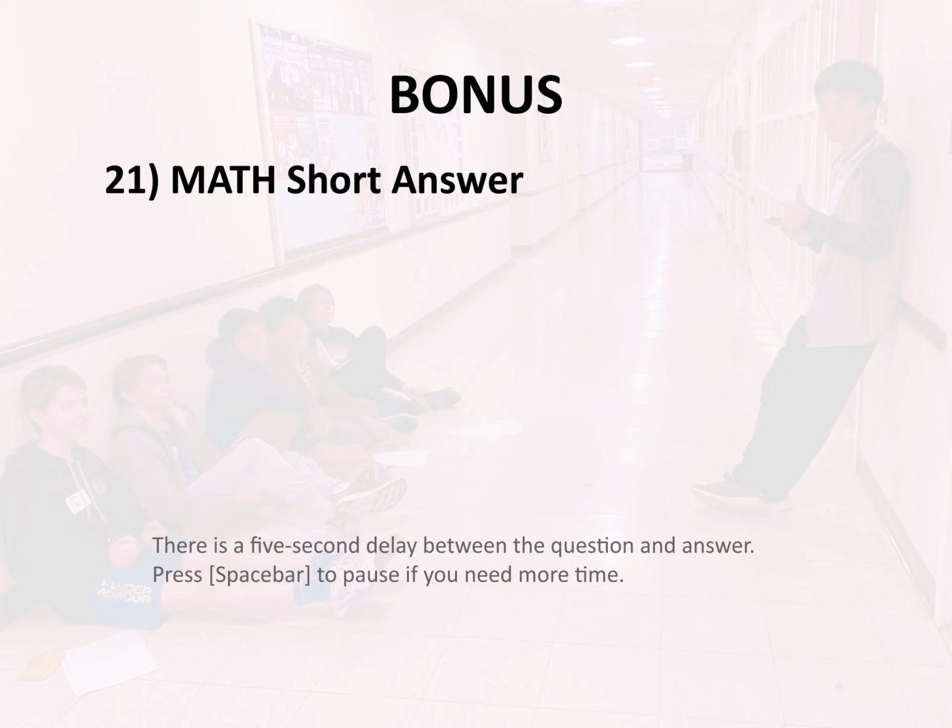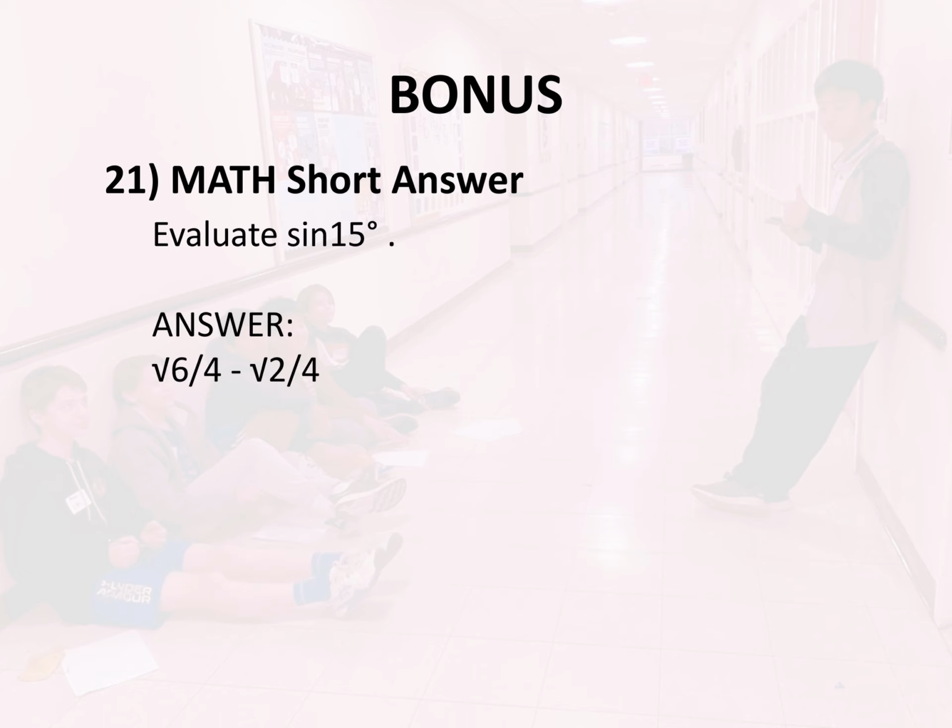Bonus 21. Math. Short answer. Evaluate sine 15 degrees. Answer: the square root of 6 over 4 minus the square root of 2 over 4.